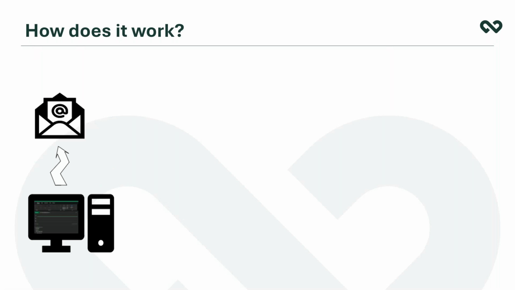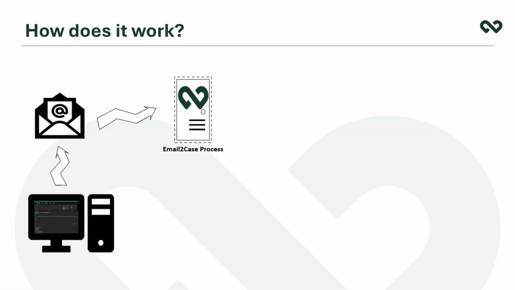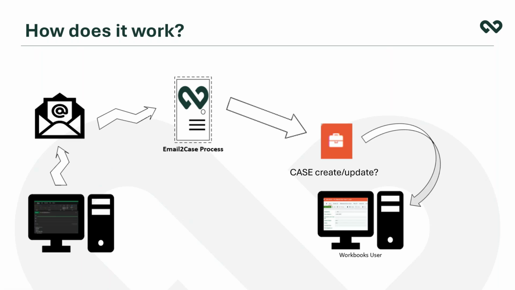So in this slide, we're going to see the basics of how email to case works. First, you have a user, a recipient, and they send an email to an email address, which is monitored by the email to case process. The email lands in your inbox, and the email to case process will scan the inbox, and then the process decides if a case is to be created in Workbooks or an existing case updated. And finally, the record appears in Workbooks.